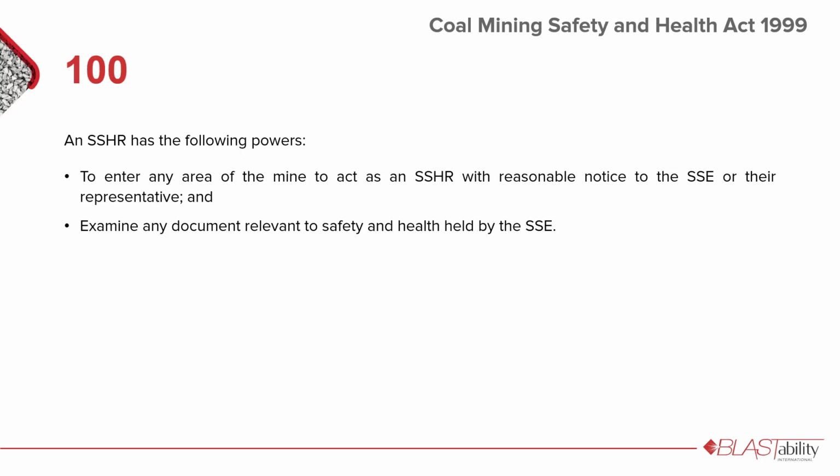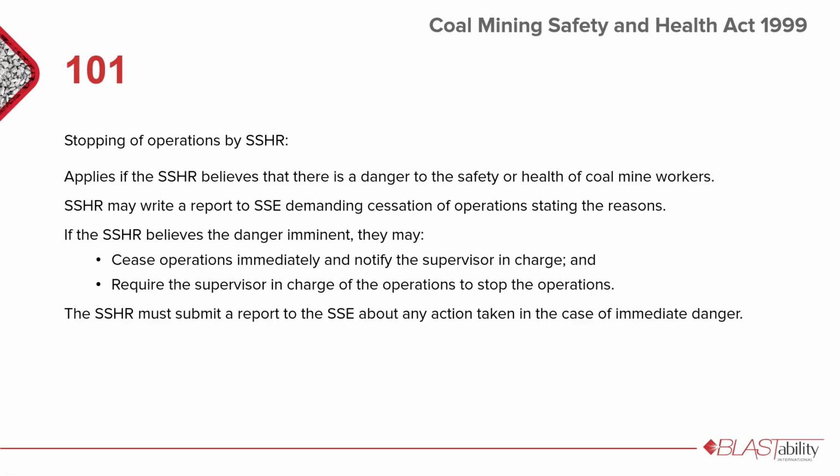100. An SSHR has the following powers. To enter any area of the mine to act as an SSHR with reasonable notice to the SSE or their representative, and examine any document relevant to safety and health held by the SSE. 101. Stopping of operations by SSHR. Applies if the SSHR believes that there is a danger to the safety or health of coal mine workers.